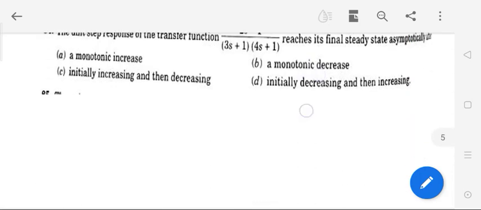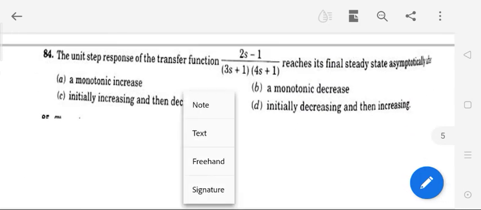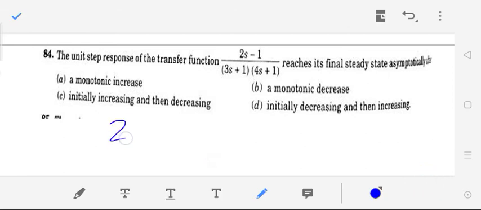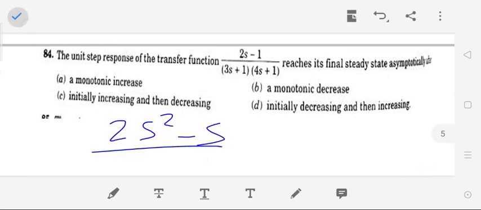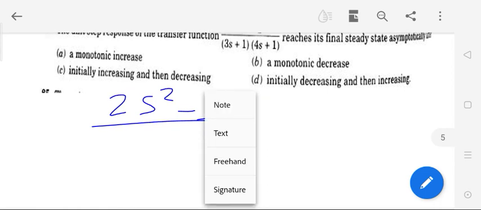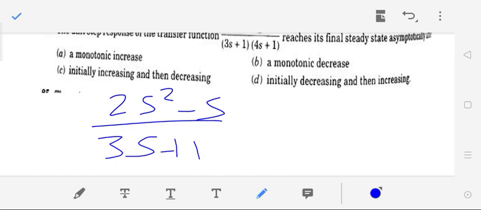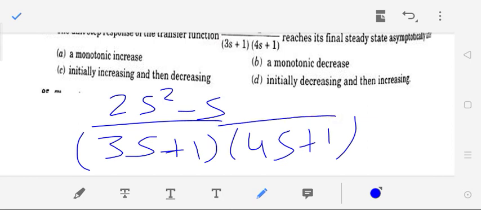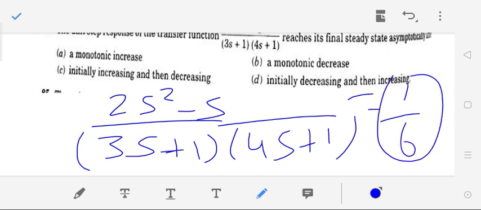Now let's come to this question. I will simply multiply here with s. If I multiply it with s, it will become 2s squared minus s upon 3s plus 1. The denominator will remain the same, 4s plus 1, and I want to find the value at s equal to infinity. So I just have to compare the coefficients of s squared. Here the coefficient of s squared in the denominator will be 12, and in the numerator it will be 2. So the slope will be just 2 by 12, which is 1 by 6. So this slope is positive, and its value is 1 by 6, so it will first increase and then decrease.